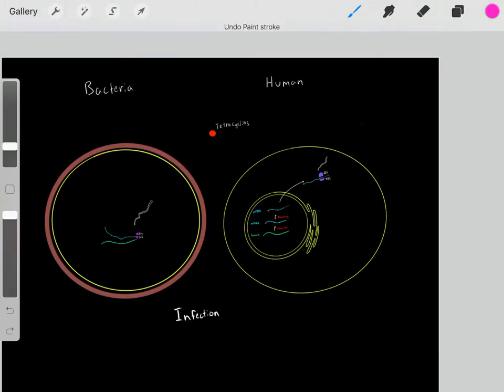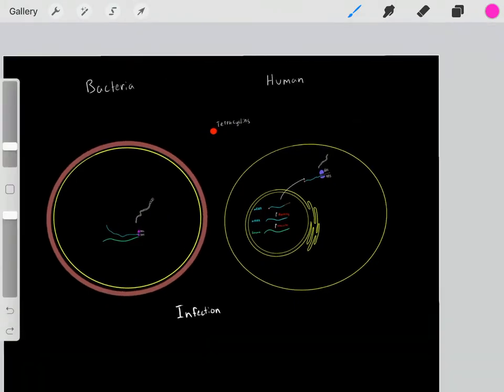So now the bacteria in your body can't create proteins, can't translate proteins, because again, we're inhibiting the ribosomes, and now the bacteria die. They can't make proteins.